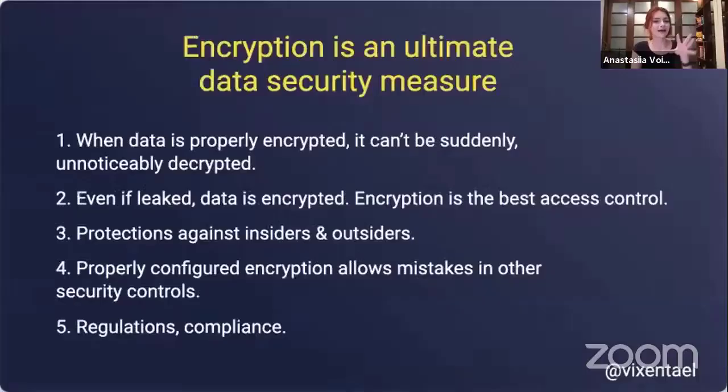Let's move to the ultimate part of that, right? Because I assume that everything here for now is easy for you. Let's go deeper. Encryption. I love to say that encryption is an ultimate data security measure, just because when the data is properly encrypted, it cannot be unnoticeably, suddenly decrypted. The trick is properly encrypted, okay? When data is encrypted, it's protected from insiders and outsiders.